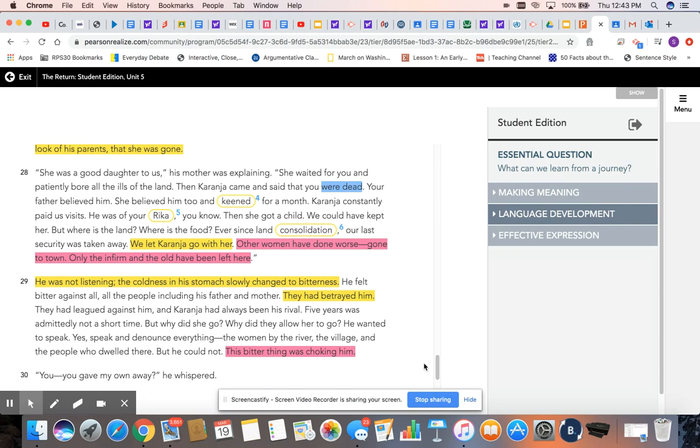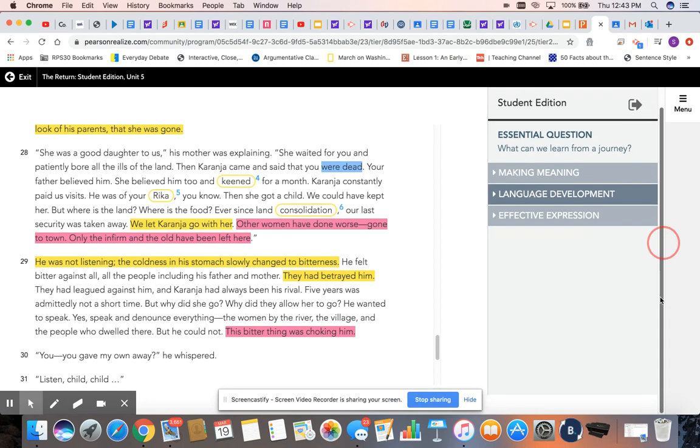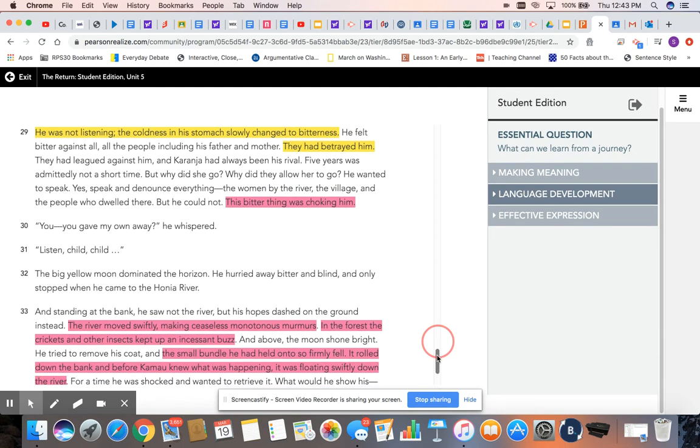He was not listening. The coldness in his stomach slowly changed to bitterness. He felt bitter against all the people, including his father and mother. They had betrayed him. They had leagued against him, and Karanja had always been his rival. Five years was admittedly not a short time, but why did she go? Why did they allow her to go?